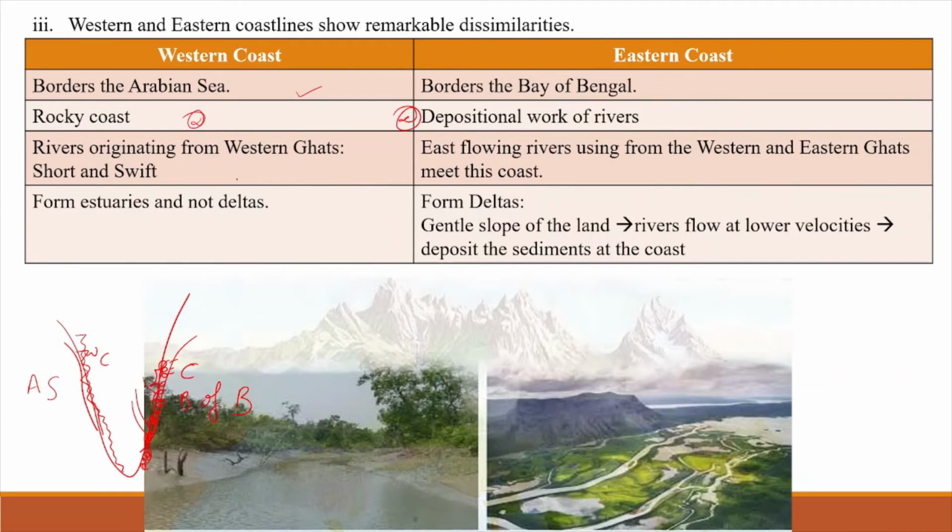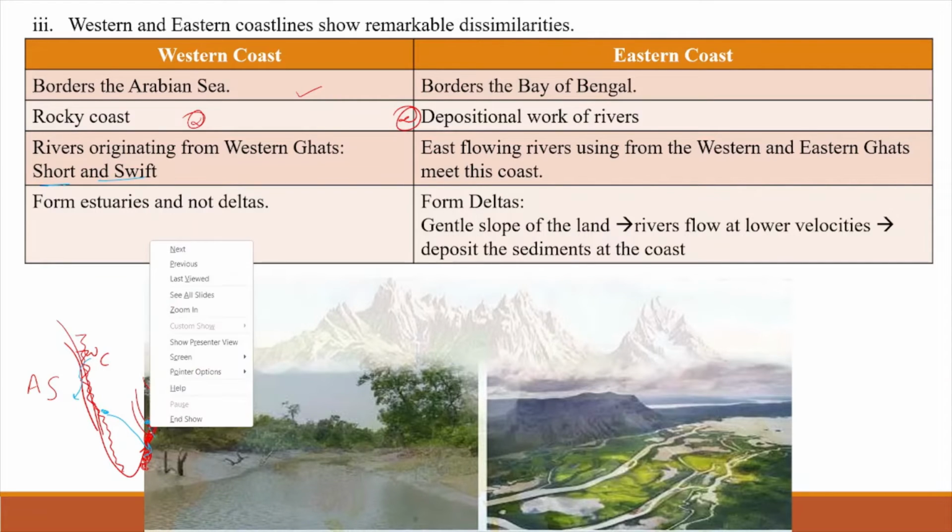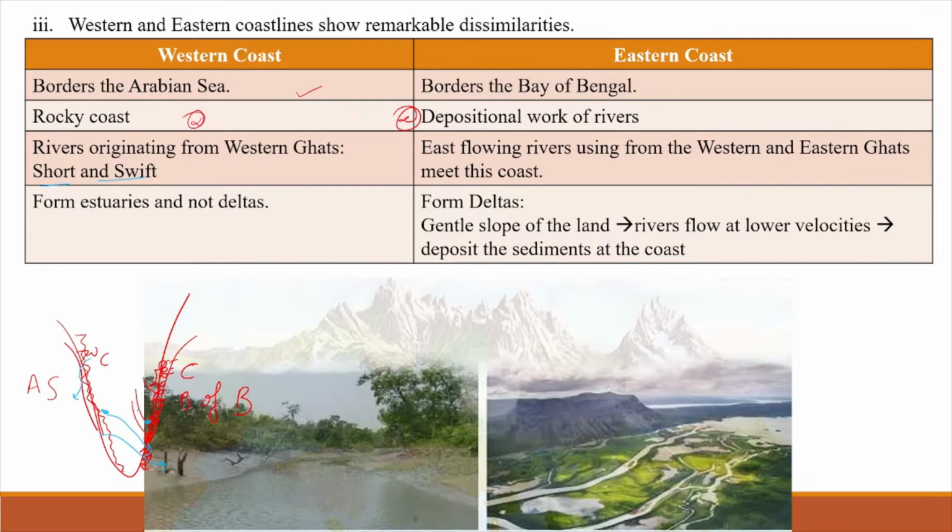Third point is that the rivers originating from the Western Ghats are short and swift. From the Western Ghats, the rivers start from here and soon they meet the Arabian Sea. So the path of the river is short and very swift, whereas the east flowing rivers that originate from the western as well as eastern Ghats meet the sea. Some rivers originate from the Western Ghats and flow eastwards, and some originate from the Eastern Ghats and flow eastwards here. So they all open up or meet up in the Bay of Bengal.